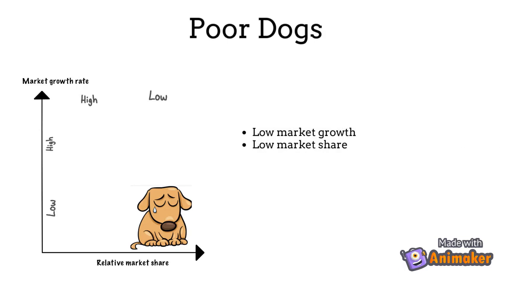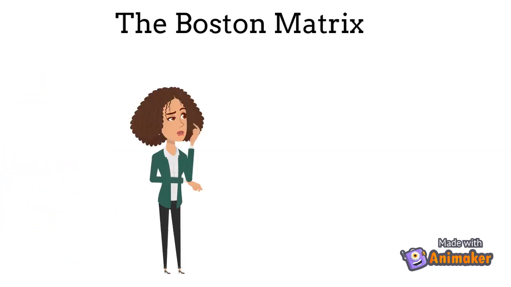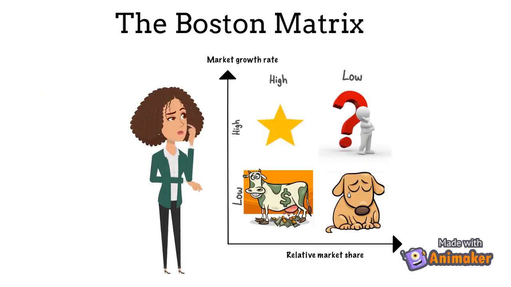This means that this product is neither generating a strong cash flow nor requires a heavy investment to keep sales high. If sales slip below the break-even point, then a company should consider the strategy of divesting, which involves selling the product off in order to prevent losses. So that was kind of a lot. Let us sum up what we have just learned.